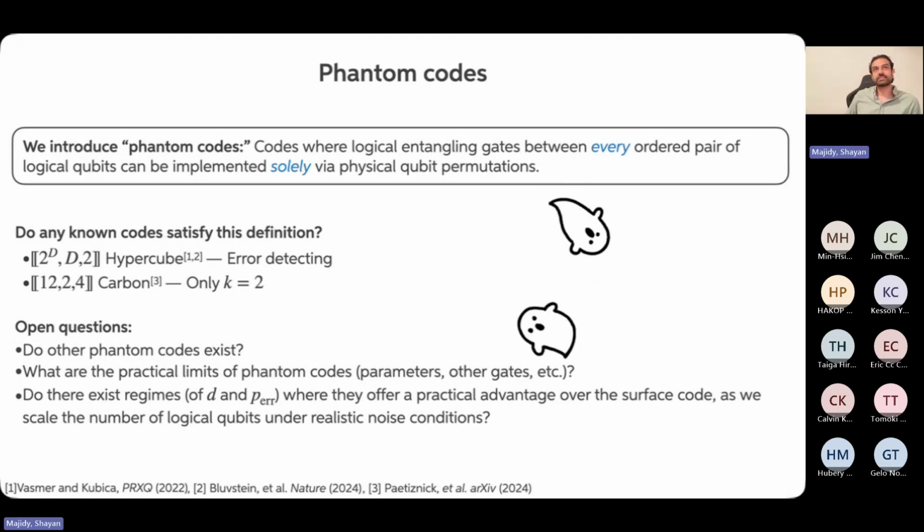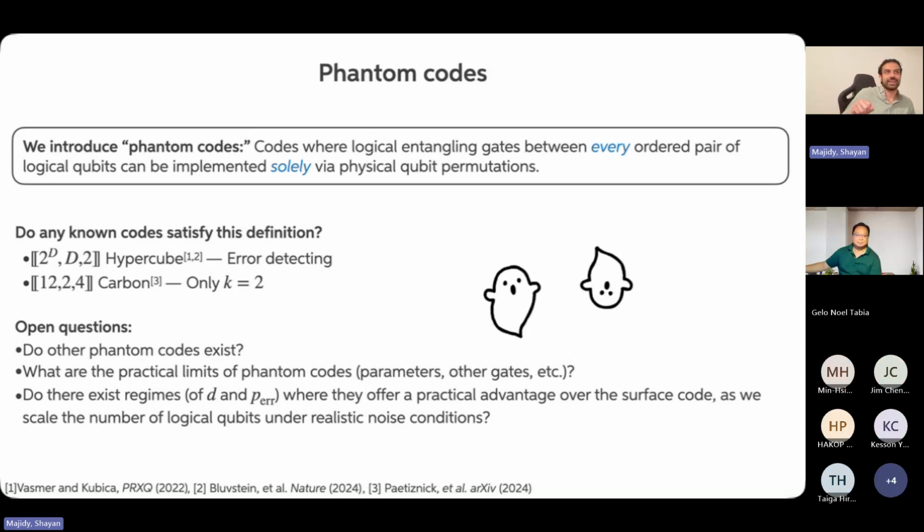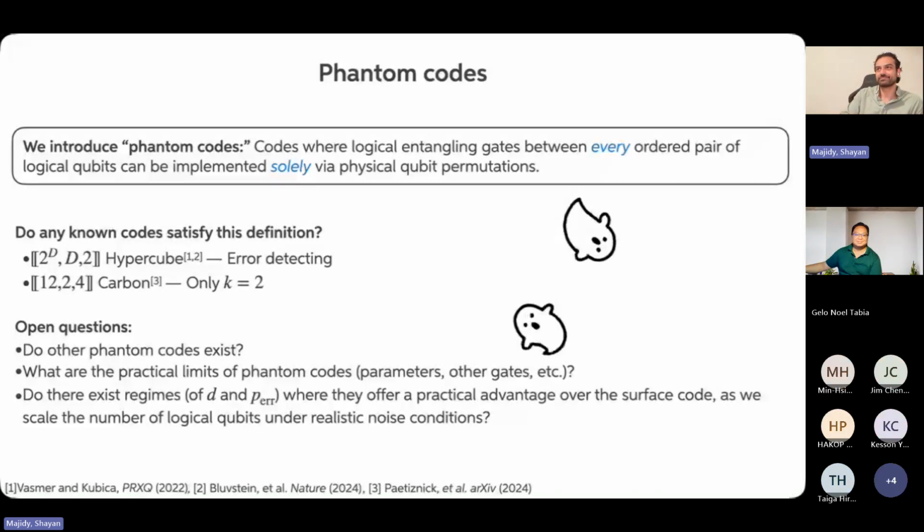And so why do we call them phantom? Well, entanglement is spooky action at a distance, and the CNOTs fully disappear. So spooky things that disappear are ghosts. And honestly, ghost code just didn't sound that good, so we called it a phantom code.